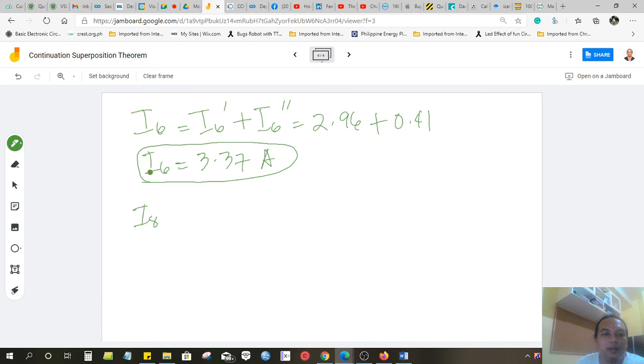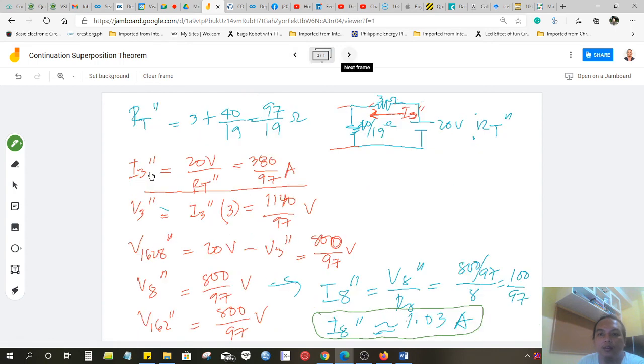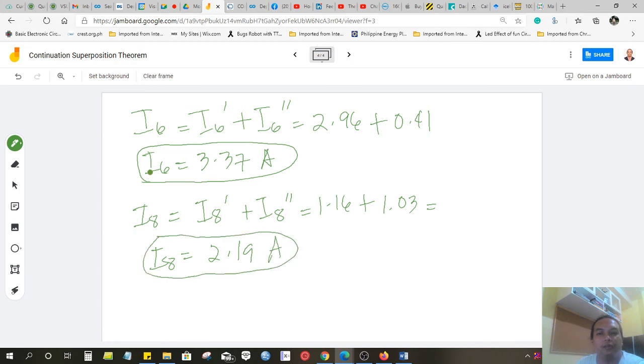I8 is I8 prime plus I8 double prime. So this is 1.16 plus 1.03, which is 2.19. Amazing. Okay, are you satisfied with the solution that matched?